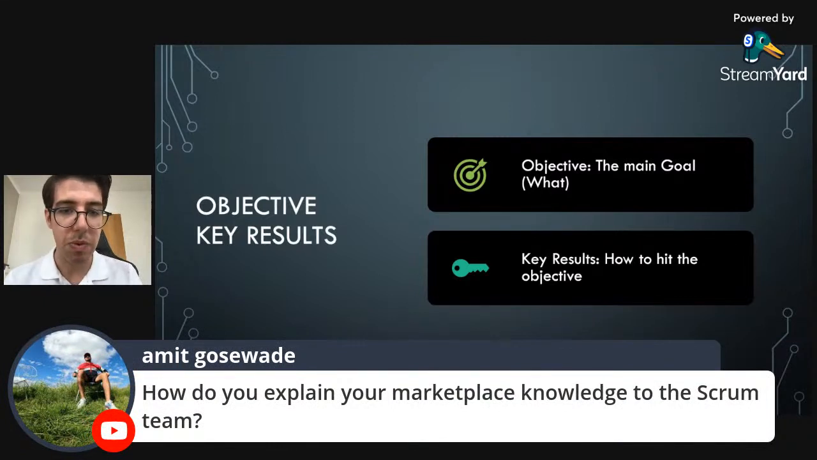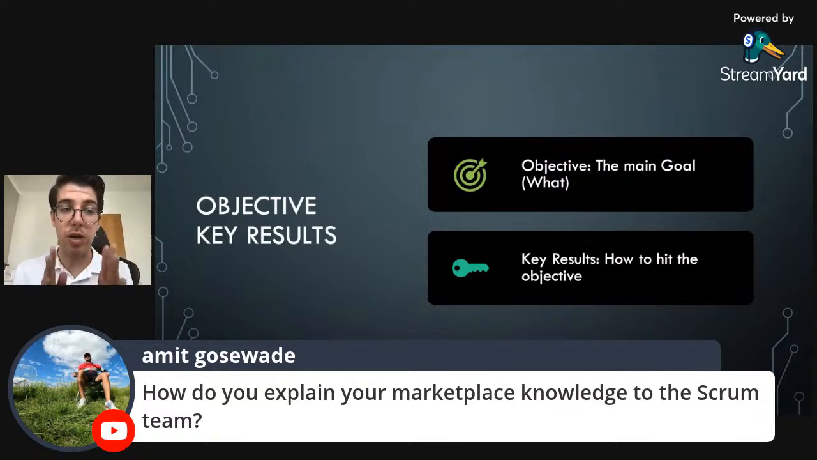How do you explain your marketplace knowledge to the Scrum team? Well, I always bring the problem and what happens if we don't do that. What I shared there with the team was that our marketplace has an ambitious goal of growing. And then I showed the business model. And then the team could understand how our business works.